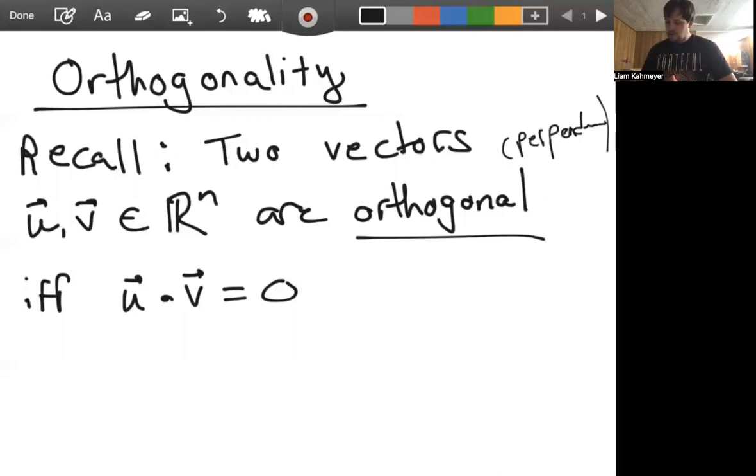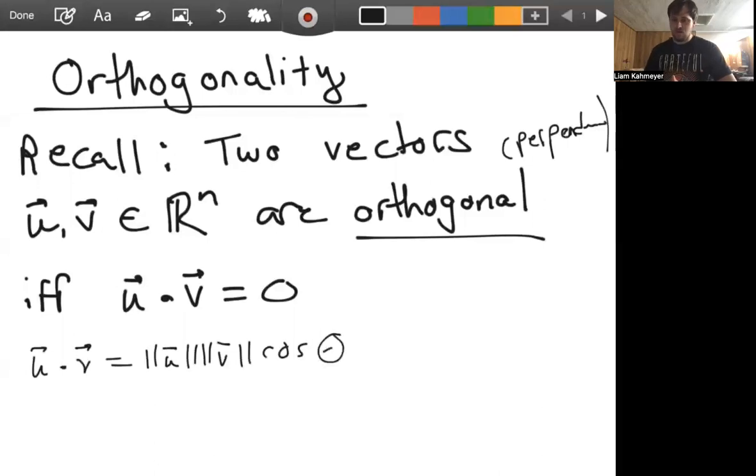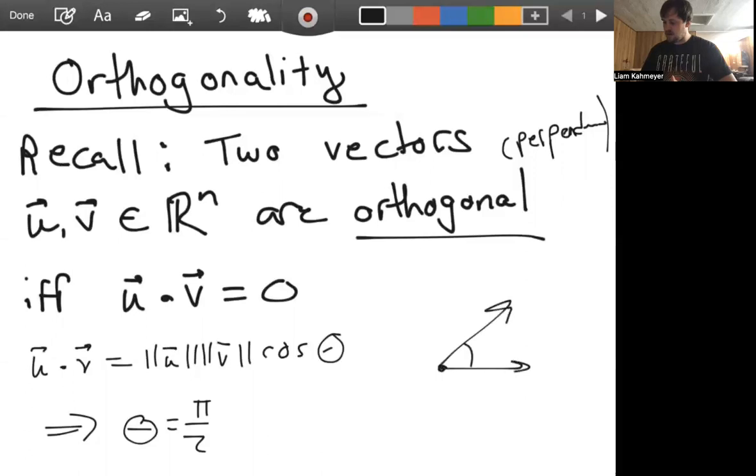Remember, we had the property that U dot V was the magnitude of U, times the magnitude of V, times cosine theta. Well, if this dot product is 0, then that necessarily implied that theta was pi over 2, where theta is the interior angle between the two vectors, U and V. And so, here's kind of a recollection of what it means for two vectors to be orthogonal.